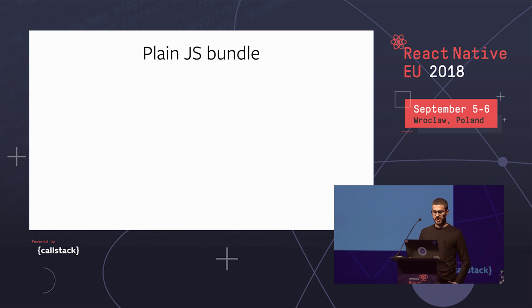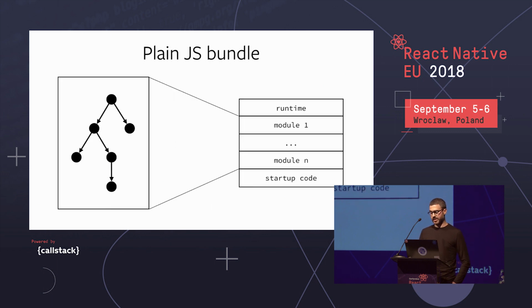Let's see the most common serializer, which we call the plain JavaScript serializer. This one is what actually stores the same bundle that we saw at the beginning of the talk. The bundle here is created by traversing the dependency graph to get all the modules in the app. Then we concatenate them to form the bundle. Also, you can see how the runtime and the startup code get included in the bundle, one at the beginning and the other one at the end.